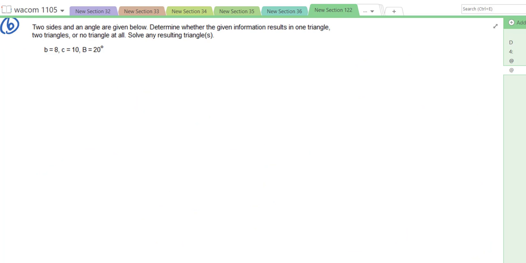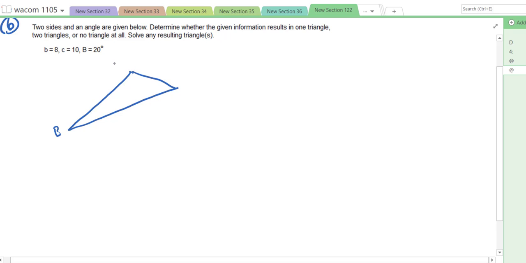All right, we're going to look at one more of those side-side-angle problems. All right, so we have two sides and an angle given below. So we know it's going to be the ambiguous case, and we're going to have to decide whether it is one triangle, two triangles, or no triangles. All right, and I'm going to draw a picture, but it might not be to scale, okay? One angle is 20 degrees, so that's a pretty skinny triangle.